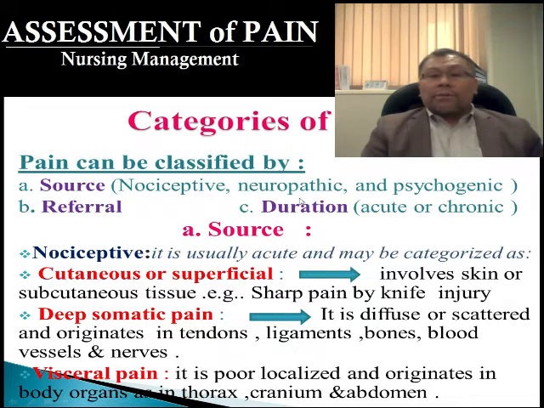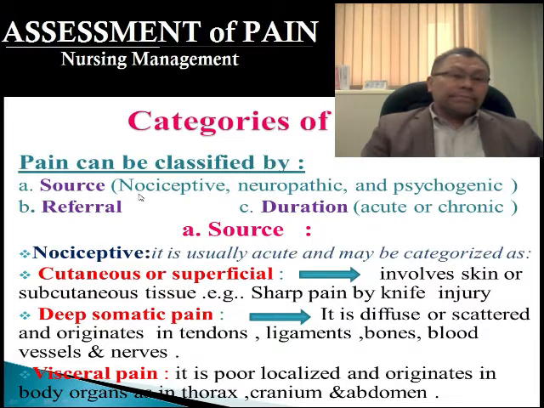So what are the categories of pain? First, we are going to classify pain. One, we are going to identify the source. Second, the referral. And then third, the duration. First, what is the source? There are several sources. The first we call nociceptive.